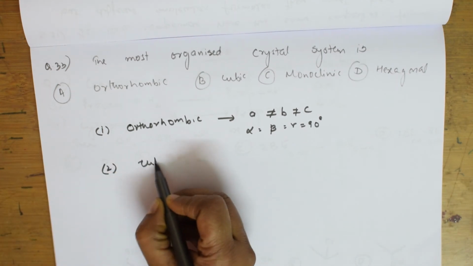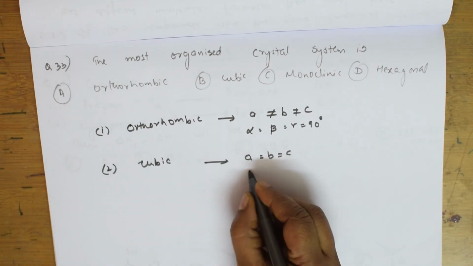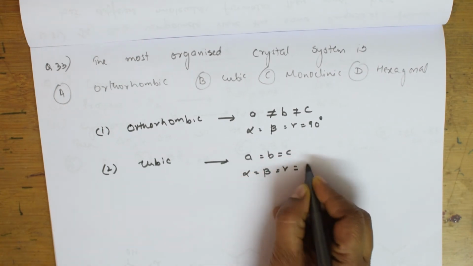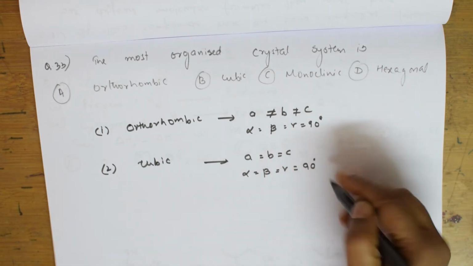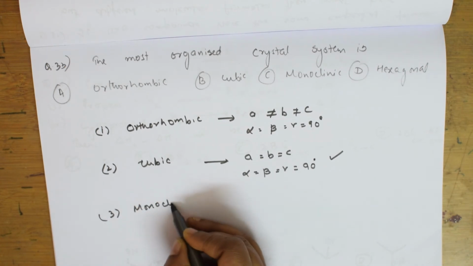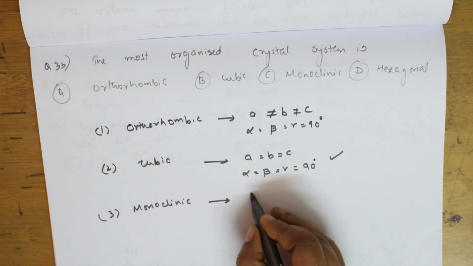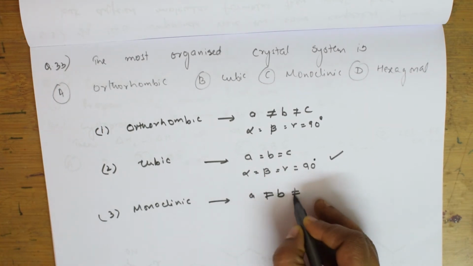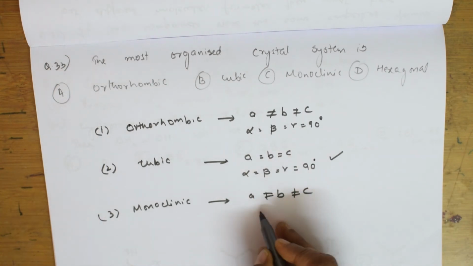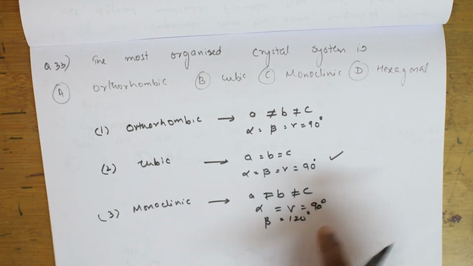Now the next one, cubic. Here all the edge lengths are equal, and the angles between them are also equal to 90 degrees. It is perfectly organized. Let us write for monoclinic. In monoclinic, A is not equal to B is not equal to C, so again it is not organized. Alpha is equal to gamma, which is 90 degrees, and beta is not 90 degrees. Not organized.